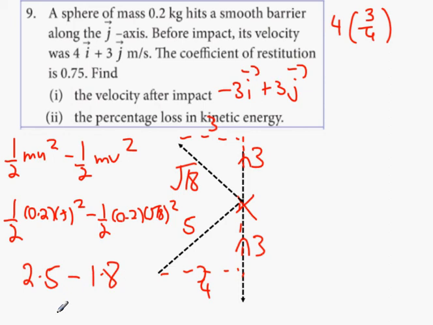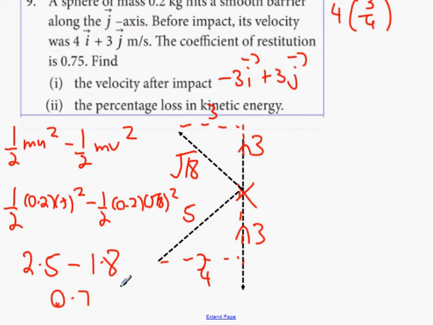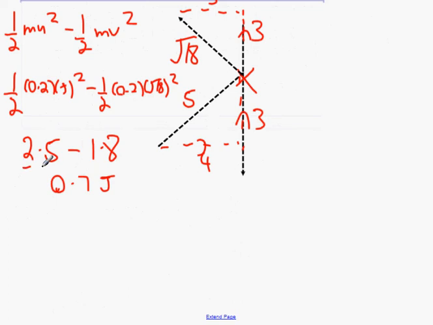Whoever said yeah, do you actually know it's 1.8? I'm not that good, I've made plenty of mistakes here. Okay, 0.7. You lost 0.7 joules. And how much did you start off with? 2.5. So 0.7 divided by 2.5 multiplied by 100 over 1 will get us... Not doing this one in my head.